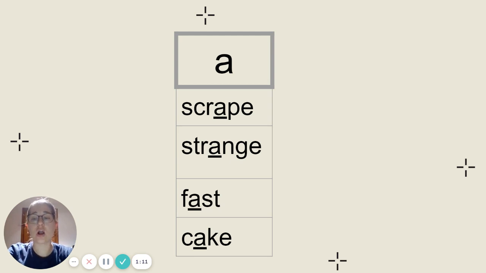We're going to start with filling in our A column. If you hear the long A in the words scrape, strange, fast, and cake, it is coming from the letter A. Go ahead and underline the A in scrape, strange, fast, and cake. You can pause the video if you need to do so.